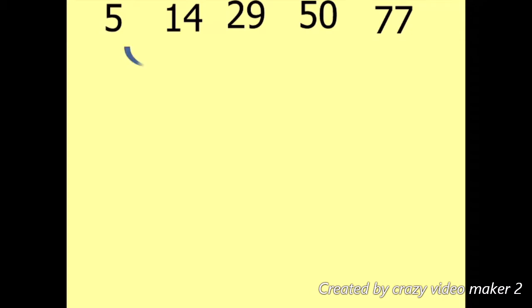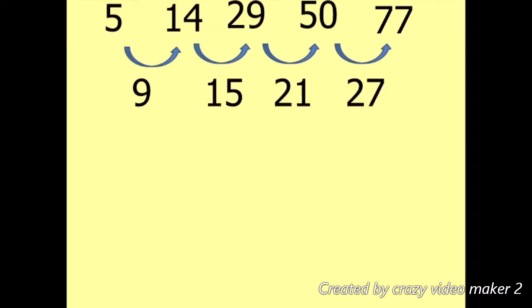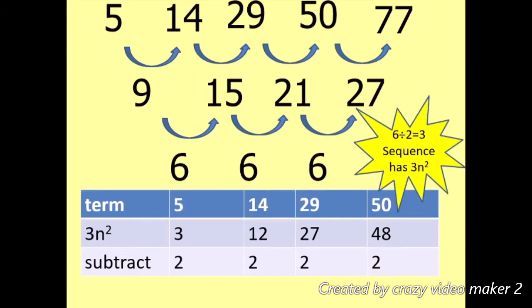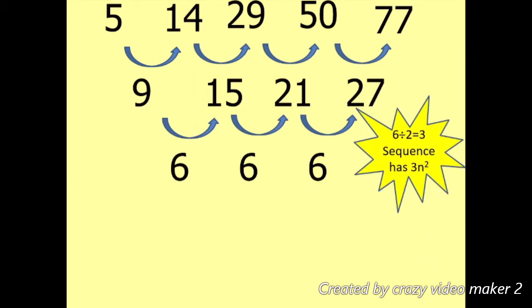So first of all, you work out your first level difference, which we've got 9, 15, 21, 27. And then you work out your second level difference, which is 6. So if my second level difference is 6, I know that my a is going to be 3, because it's got to be half. So what I would do is write out my sequence straight away if it was in your book. So I'd write the first ones, which are 5, 14, 29, 77. And here, I'd write the sequence 3n squared.